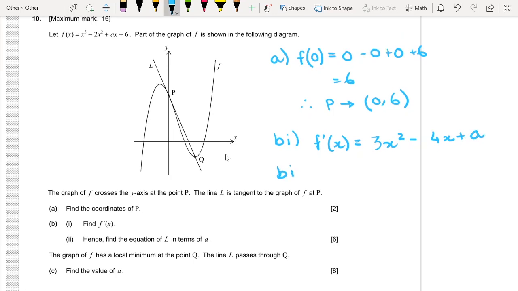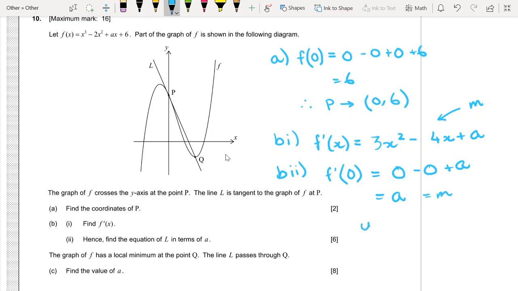And then, hence, find the equation of L in terms of a. So we know that what we just found is the gradient of this graph at any point. This is m at any point. What we can then do is input the x-coordinate to find the gradient at that exact point. So let's do that. f prime of 0, because we know that the x-coordinate of the point P is 0. Well, then that's just 0 minus 0 plus a. So then we know that the gradient at the point 0 is a.